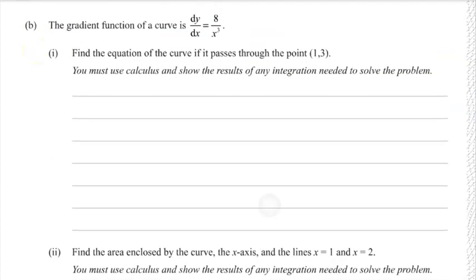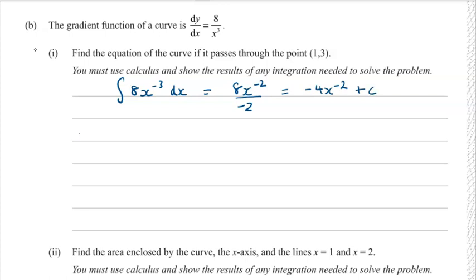For part B, we've got a fairly simple differential equation. I'm going to rewrite it again to make it 8x to the minus 3. Now if we integrate that, so integrate this thing with respect to x, we're going to increase the power by 1, divide by the new power, so that becomes minus 4x to the minus 2 plus c.